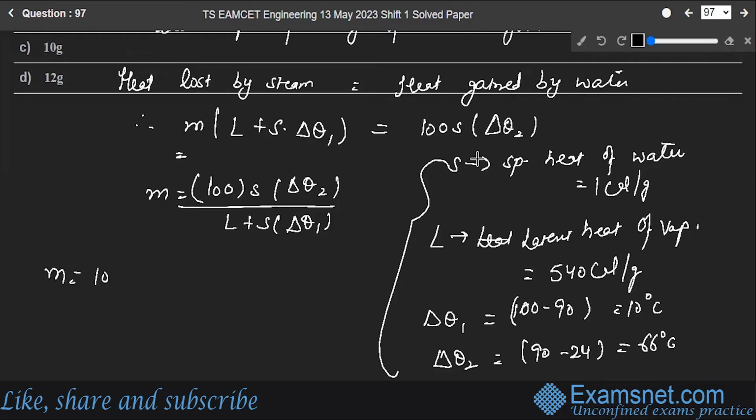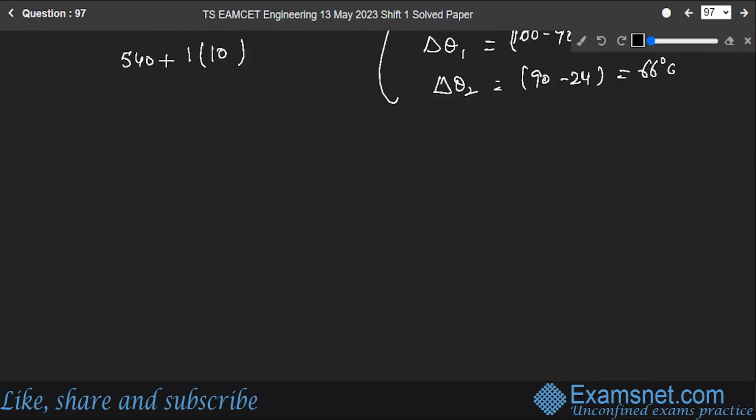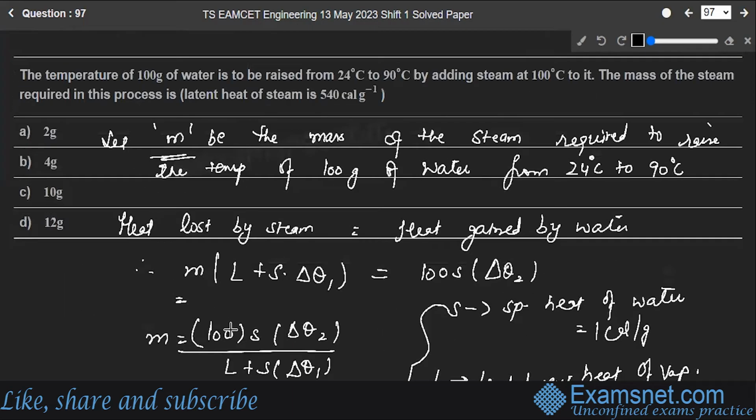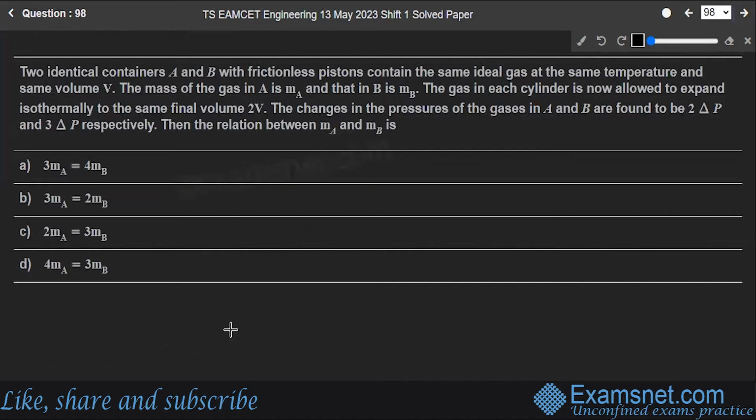You will have M is equal to 100 into 1, delta theta 2 is 66, divided by L is 540 plus S into delta theta 1, which is 10. This makes it 6600 upon 550, which is equal to 12 grams. So that means 12 gram of steam is required for this process, and we have D option as the right answer. Hope you understood. Next is question number 98.